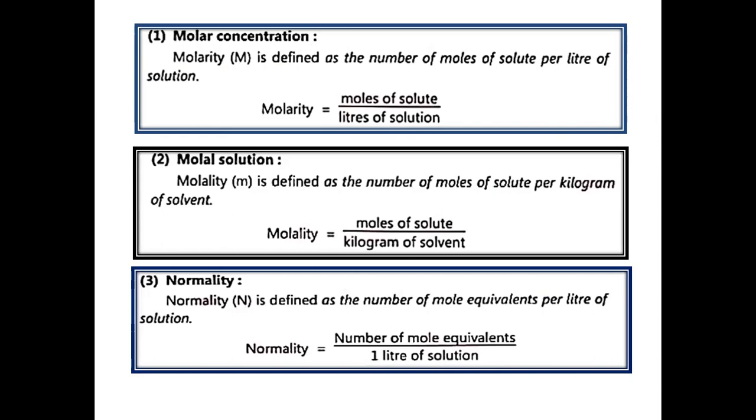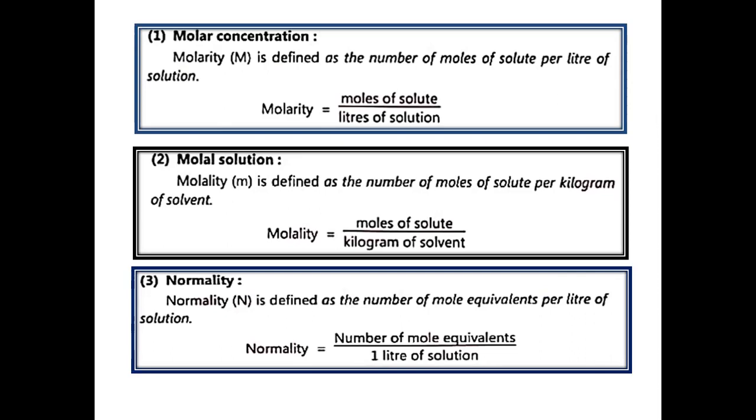Then the molal solution is a different concept. In the case of a molar solution, we consider the solution volume in cm cube or liter, but in the case of a molal solution, the solvent is considered in kilograms. So molality is indicated by small m, whereas molarity is indicated by capital M. A molal solution is defined as the number of moles of solute per kilogram of solvent. So what is molality? The number of moles of solute dissolved in 1 kilogram of solvent corresponds to a 1 molal solution.